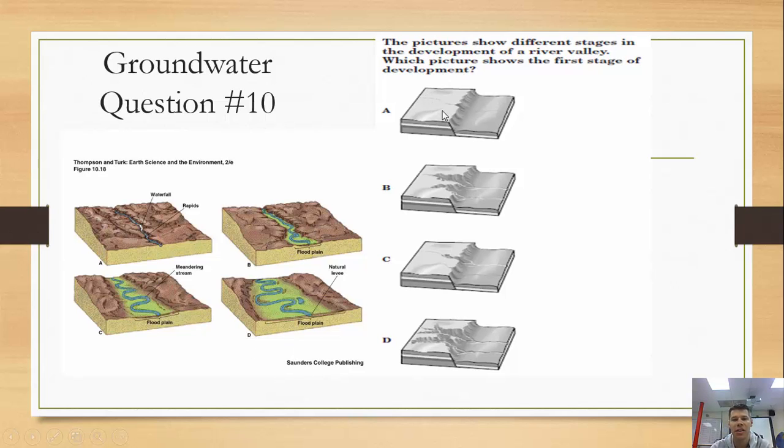Alright, so if we just look at these by common sense, which one occurs first? We can definitely eliminate B and D. This is a very, very well-developed river and floodplain. So now you're looking at either A or C, and which one comes first? You can see that A is less eroded away. The stream is just beginning. So our first step in the development of the river valley would be picture A.